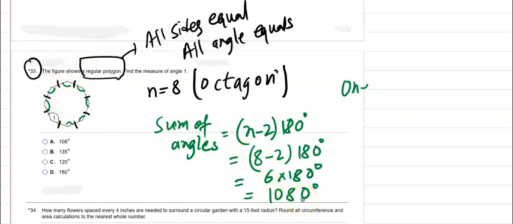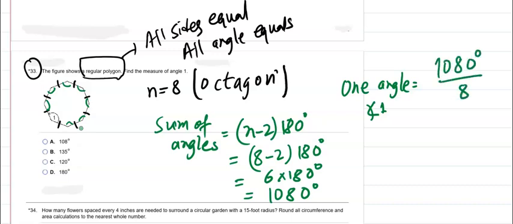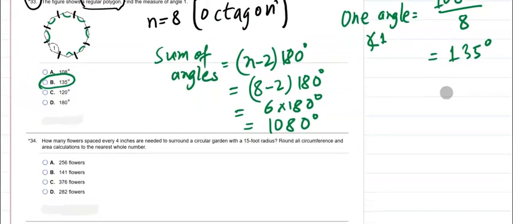So we're just looking for one angle, which is angle 1 here. The value is going to be 1080 divided by 8, because the total is 1080. If you divide by 8, you get the value of one angle, which gives you 135 degrees. So the answer will be 135 degrees. Okay, question number 34.